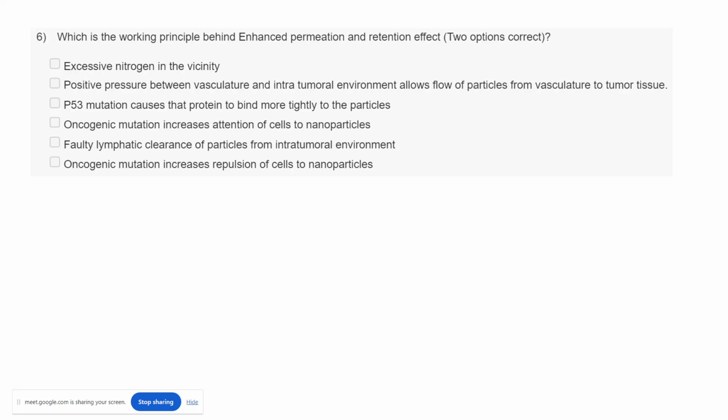Okay, here's the sixth question. What is the working principle behind enhanced permeation and retention effect? You have to select two correct options here. I'll give you some time to go through the options. Please let me know what you think the correct options are. Working principle behind enhanced permeation and retention effect.